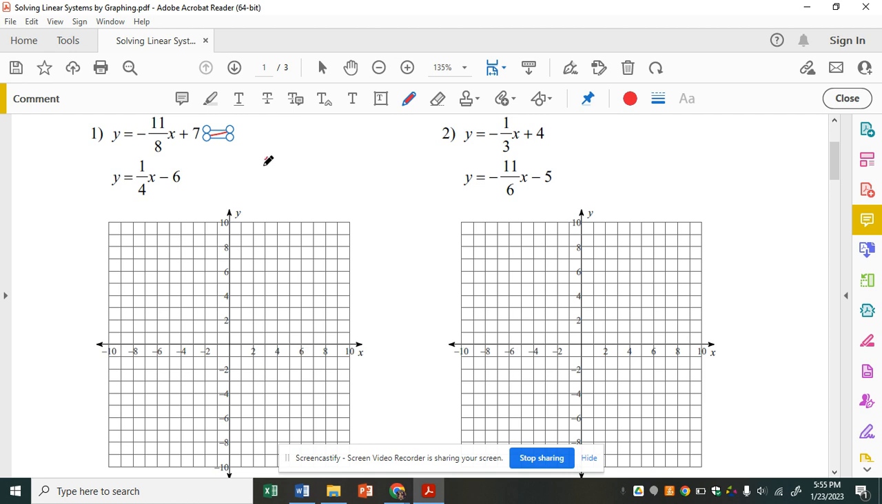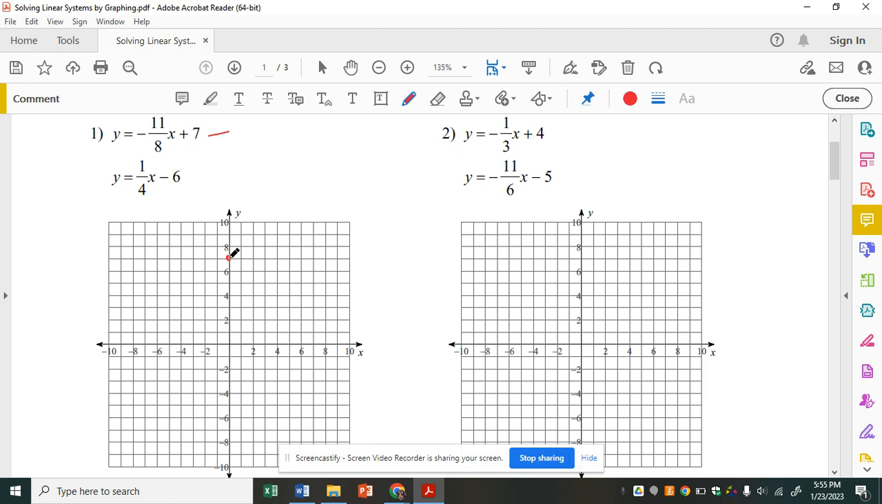If you look, this first equation is already in slope-intercept form. So there's no work that you have to do to this equation before you graph it. You can graph it right away. So your first point is going to go at 7 on your y-axis. And from there, you're going to use your slope. Your slope is negative 11 over 8, right?